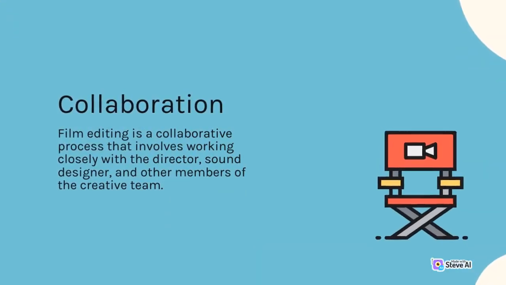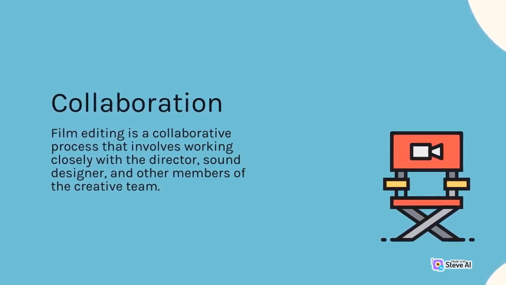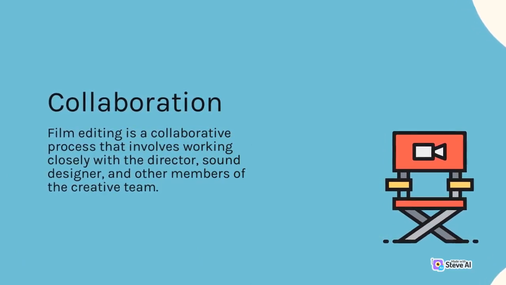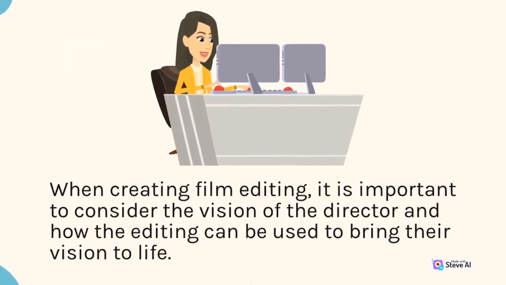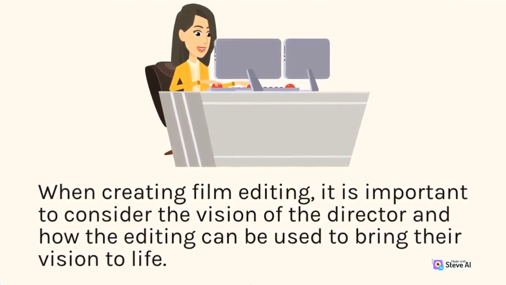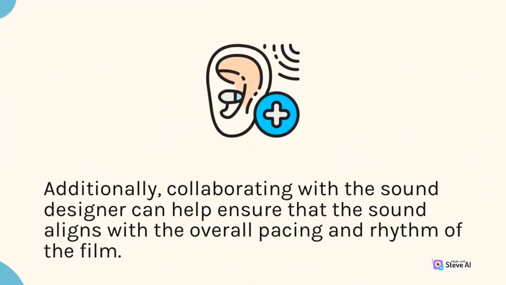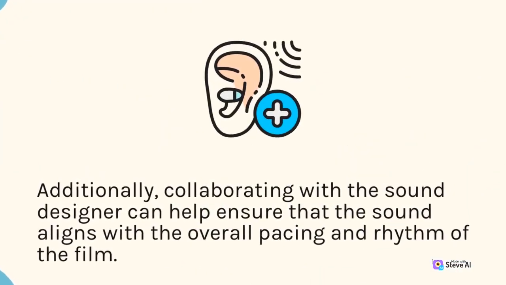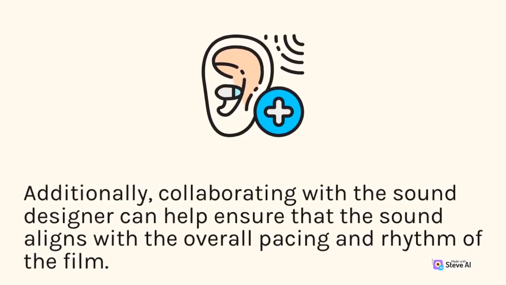Collaboration. Film editing is a collaborative process that involves working closely with the director, sound designer, and other members of the creative team. When creating film editing, it is important to consider the vision of the director and how the editing can be used to bring their vision to life. Additionally, collaborating with the sound designer can help ensure that the sound aligns with the overall pacing and rhythm of the film.